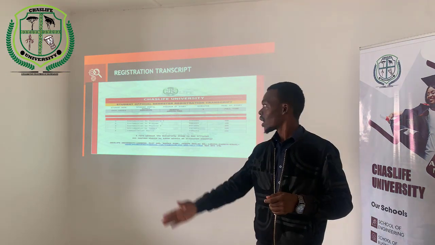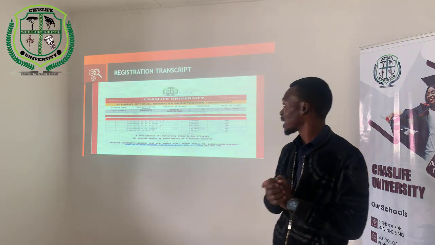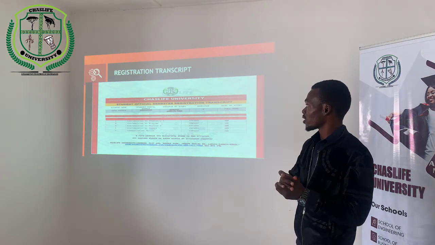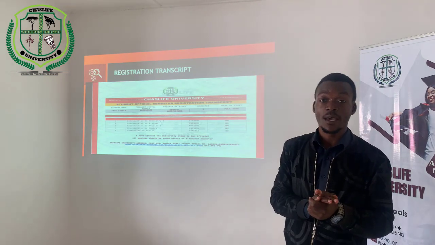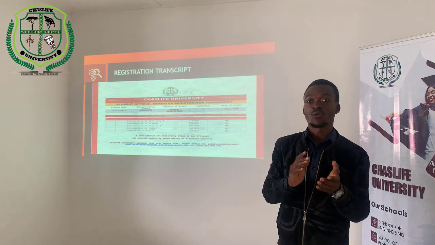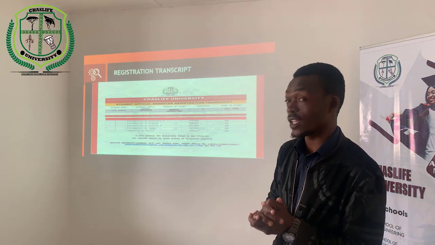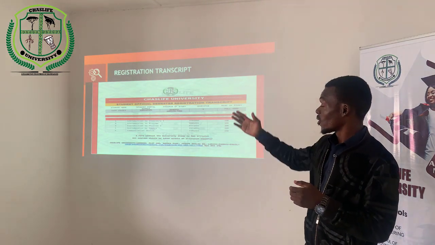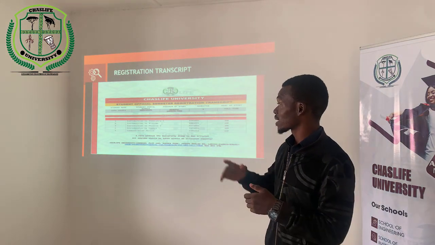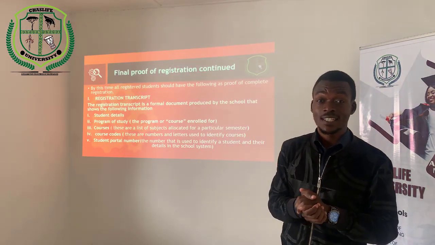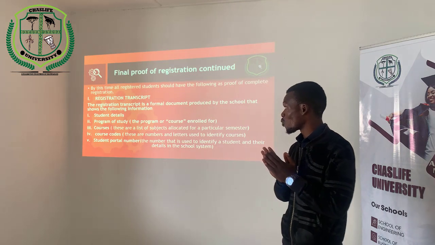So the registration transcript, this is the picture. From the picture you have the details. You have the school details, and then you have the student name, so it reflects your name, the school, as well as the program that you are doing, and the courses that you have been given, as well as the student portal number. So in actual sense, the registration transcript is a document that reflects the student details the way they appear in the school system.